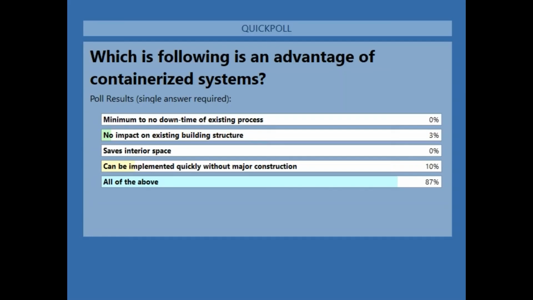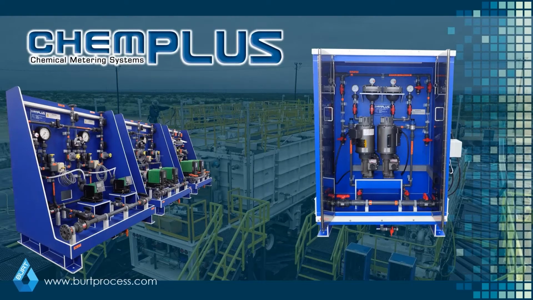All right, so our poll question was in regards to what the primary advantages of using a containerized system are, and in reviewing, the answer is obviously A, all of the above. Whether it's lack of impact on a building structure or saving space inside, there are a number of different reasons why you'd want to move in that direction. And clearly, what we're going to highlight in these case studies is a number of different reasons why this makes sense as an application.